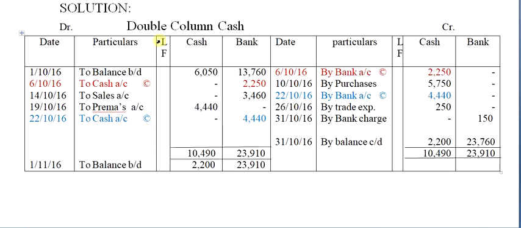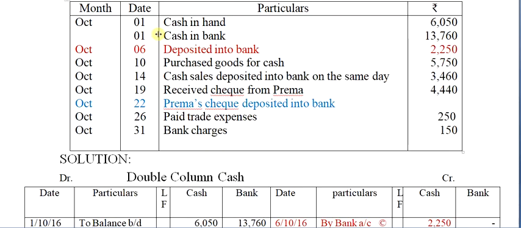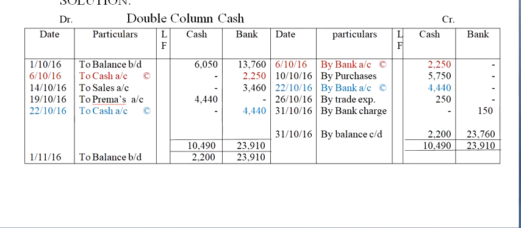See the solution of the double column cash book of the 7th problem. Now we can see the transactions one by one. Here, October 1st, cash in hand 6,050, cash in bank 13,760. So this means two balance brought down. On which date? 1st October 2016, two balance brought down, 6,050 cash balance, 13,760 is the bank balance. This is treated as the opening cash balance and opening bank balance on the opening date, which here is 1/10/2016, my dear students.